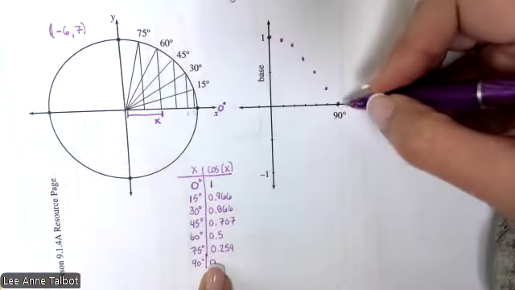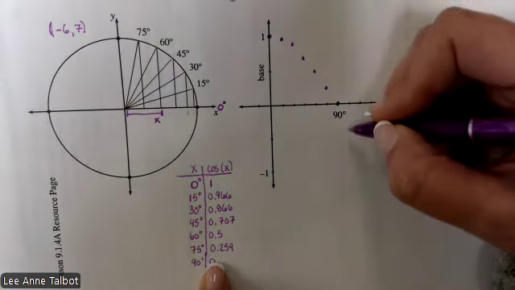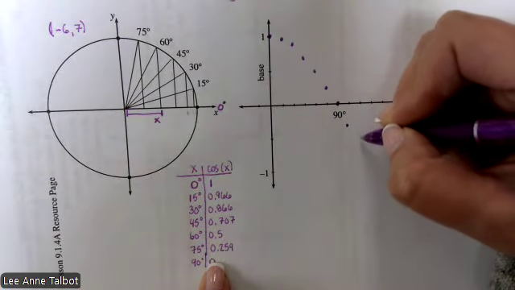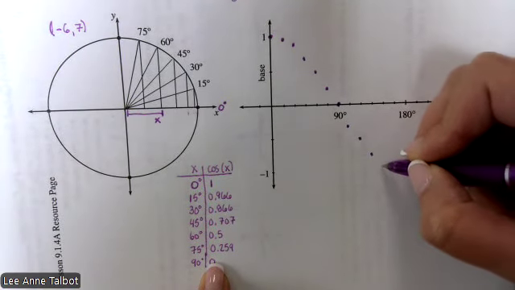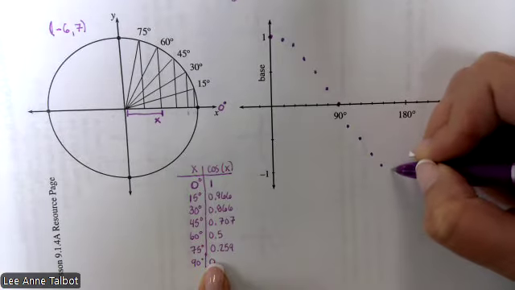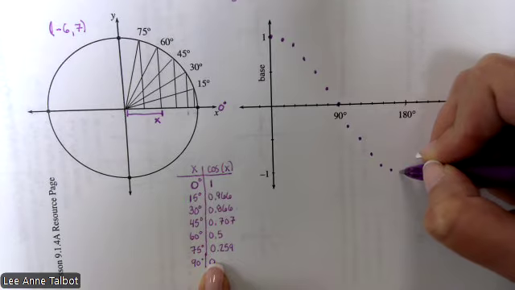Okay, but we can just copy off of our pattern. So 0.259, 0.5, area code 866, 966, 1.